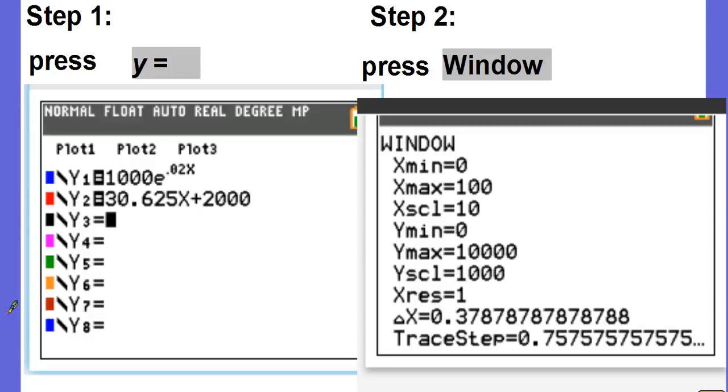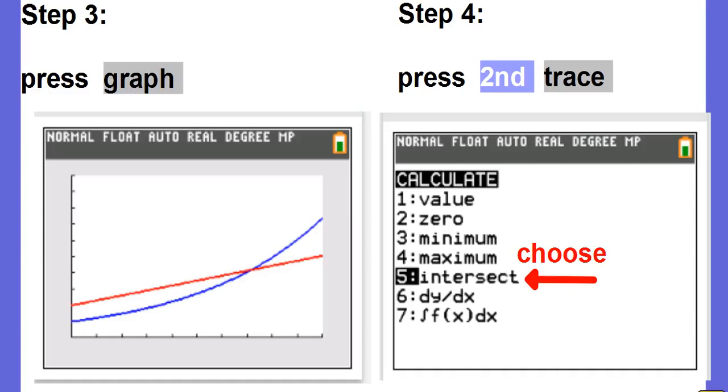What was the y scale? 1,000. Okay? So your graph should look like that. Your window should look like that.